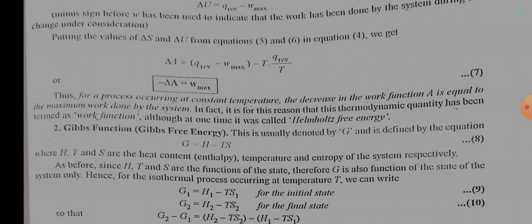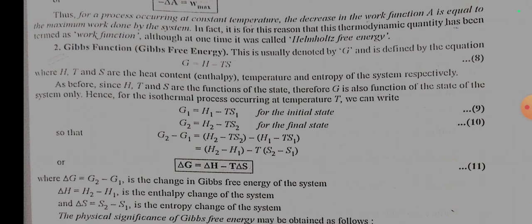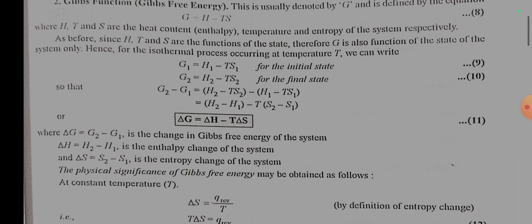Although at one time it is called Helmholtz free energy, now the second quantity: Gibbs function, Gibbs free energy. This is usually denoted by G and is defined by the equation G = H - TS, where H, T, S are the heat content, temperature and entropy of the system respectively. As before, since H, T and S are functions of the state, therefore G is also a function of the state of the system only.